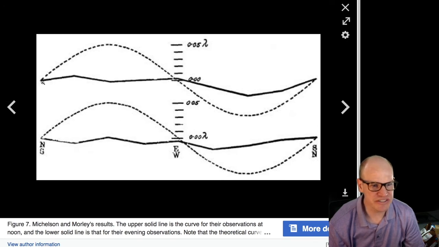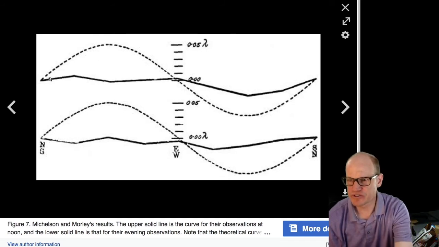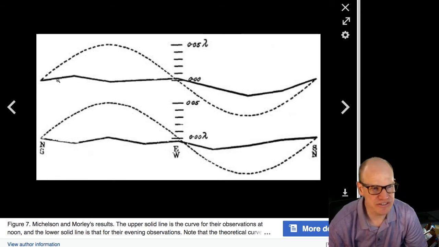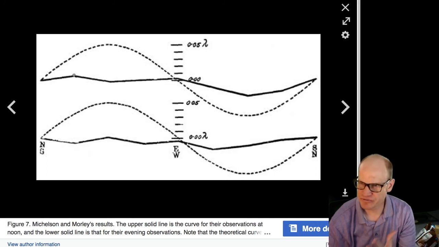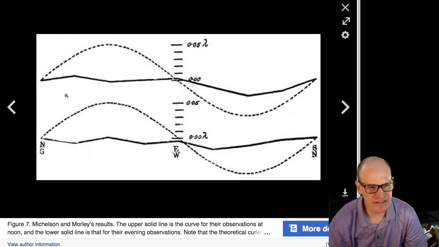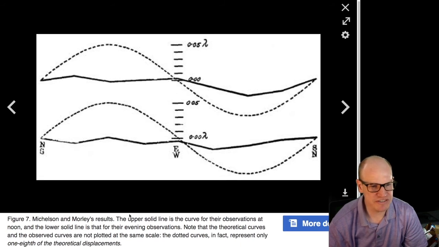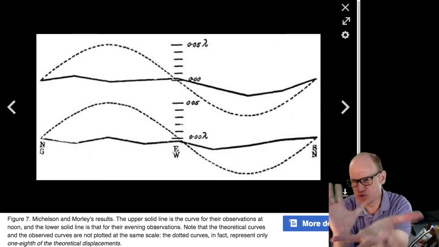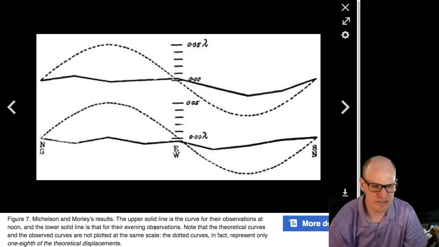So the prediction is the dotted curve. That's what they would predict as they rotate through the luminiferous ether from the two different directions. And what they measured is the solid line. Solid line is what they measured, the drift in the fringes, and the dotted curve is what they predicted that they should measure. So the upper solid line is the observations at noon, lower solid line is for the evening observations. And so the apparatus has moved because the Earth is rotated, and so they get a new set of observations.